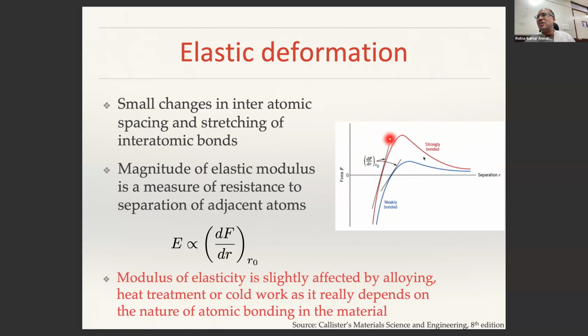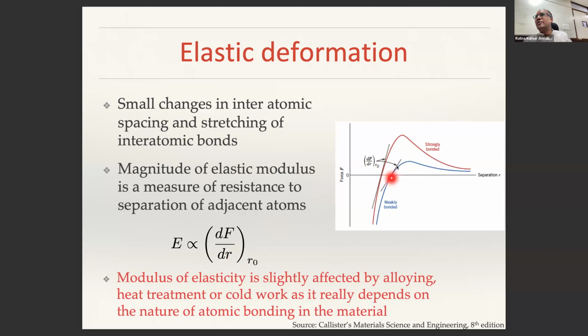If you look at this red graph, this is the property of a material which gives us the elastic modulus. This is what we call the equilibrium separation distance, at which the force will be zero. At that point, if you take the slope of this line, that represents our elastic modulus. The elastic modulus will be directly proportional to that. And you can see that for this kind of material, the elastic stiffness will be higher compared to this kind.